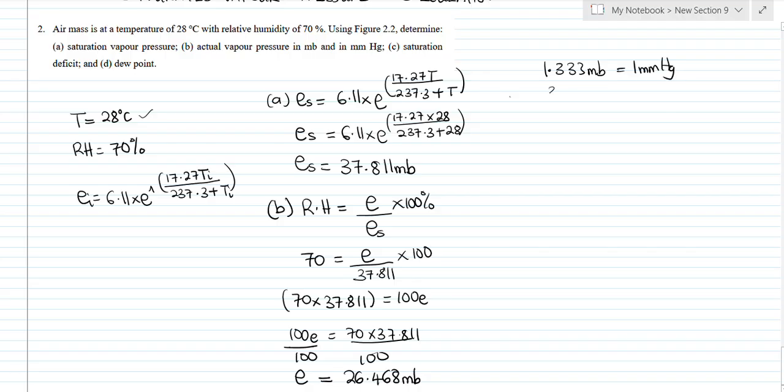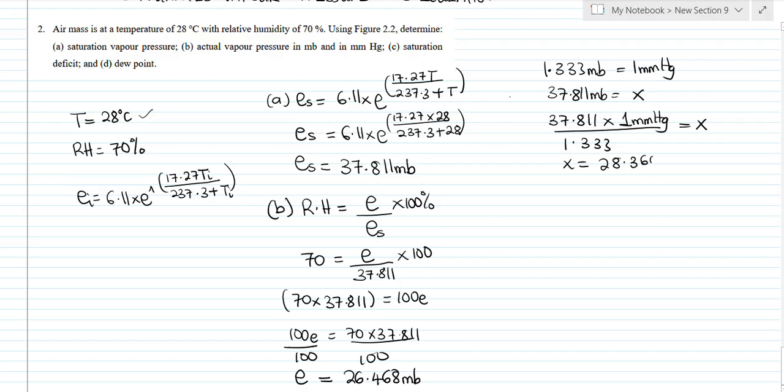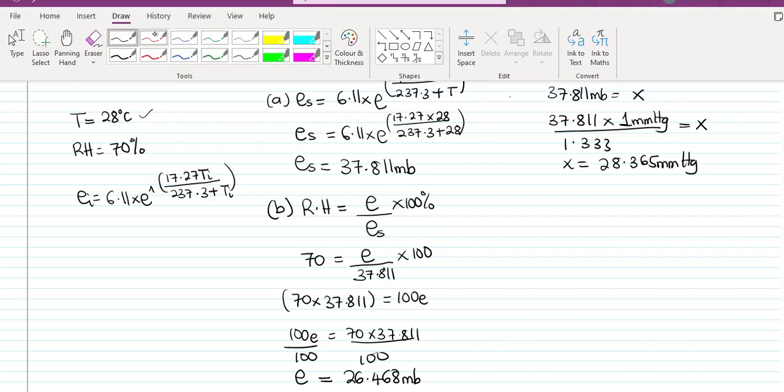Then the first one, which was 37.811 millibar, will be equal to X millimeters mercury, so we cross multiply. So we are going to get 37.811 times 1 millimeter mercury over 1.333, and that will give us X. So X will be equal to 28.365 millimeters mercury.